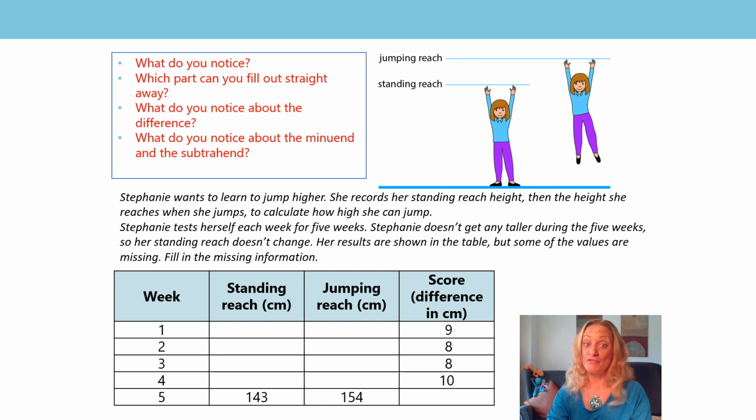So you're going to need to fill in the missing information. So what do you notice? Which parts can you fill out straight away? So we just heard, haven't we, that the standing reach doesn't change at all. So there's something that you could fill in this table. What else do you notice? That's right, we can fill out the bottom row as well, can't we? Because we've got the jumping reach and the standing reach, so we should be able to find the difference. And you will need to decide which of those is the minuend and which of those is the subtrahend.